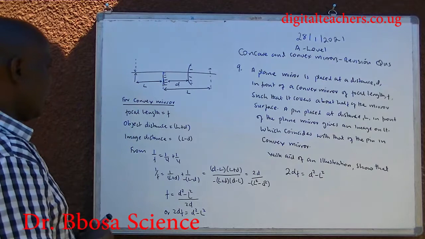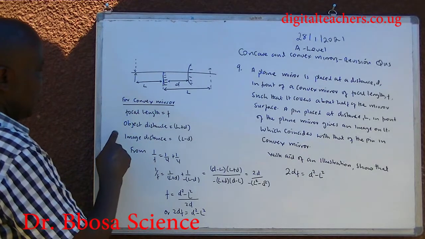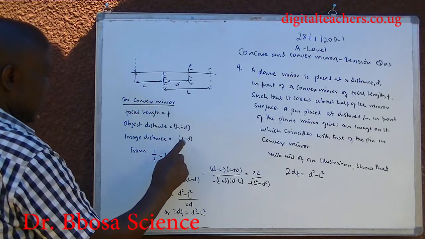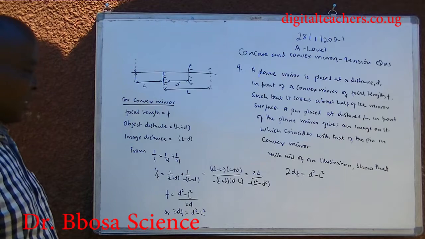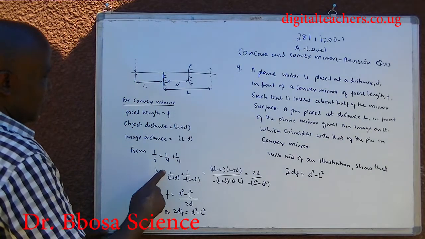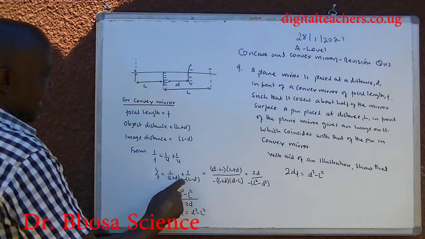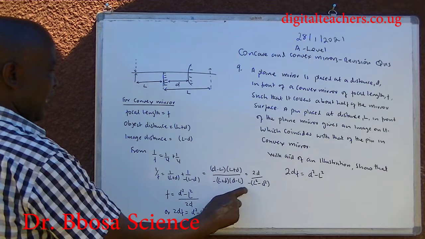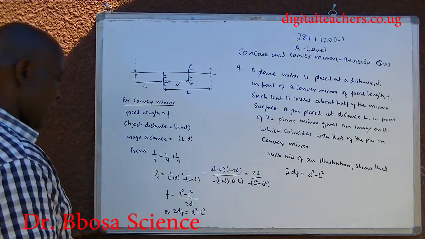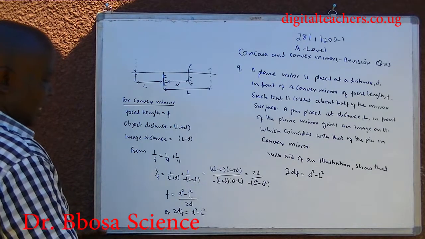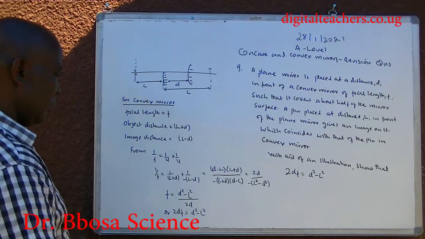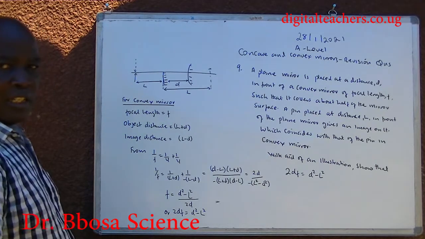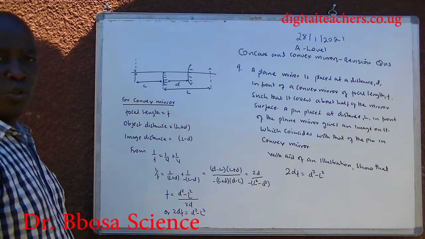The setup is as follows. For convex mirror, focal length is f. Object distance is equal to l plus d. Image distance is equal to l minus d. From 1 over f is equal to 1 over u plus 1 over v, 1 over f is equal to 1 over l plus d plus 1 over negative, because it is a virtual image, l minus d. This is the same as 2d over negative l minus d squared in bracket. This is the same as d squared minus l squared over 2d. F is equal to d squared minus l squared over 2d. All 2df is equal to d squared minus l squared.